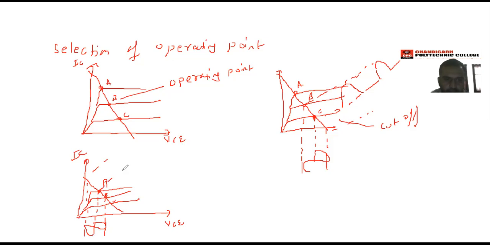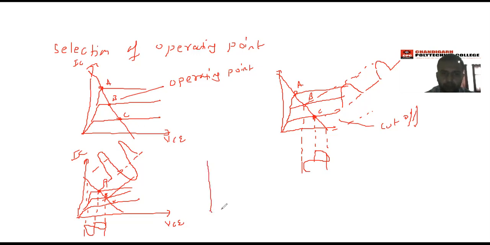We observe that our lower half is in the active region, but the upper half is in the saturation region. So the upper half gets more amplified and there is a chance of self-burn or thermal runaway in the positive half, because the positive half is in the saturation region. That's why we do not select point A.